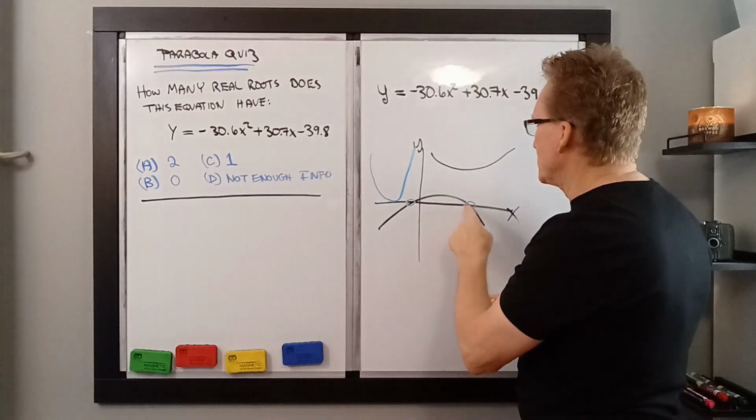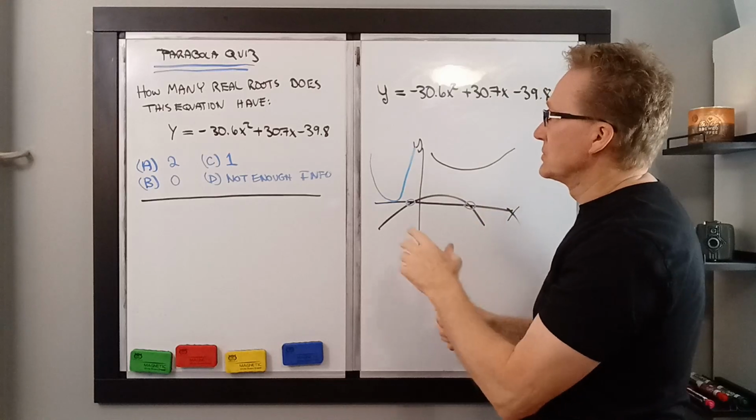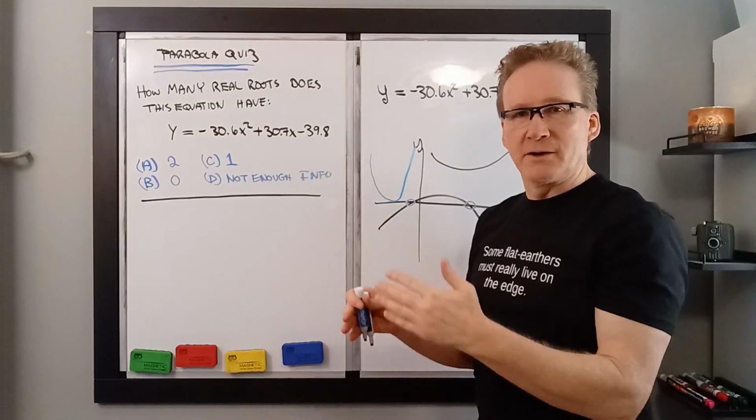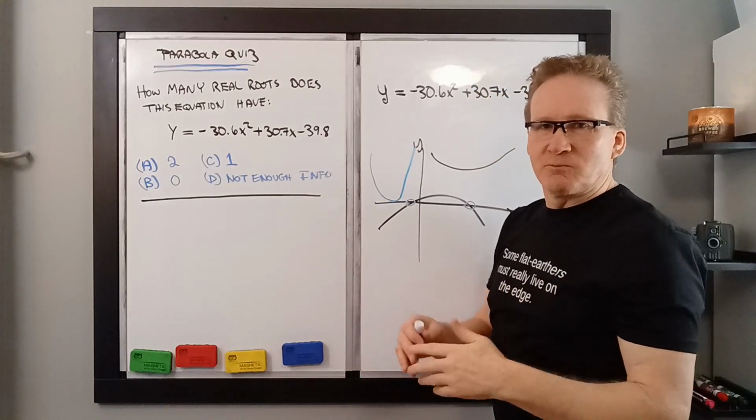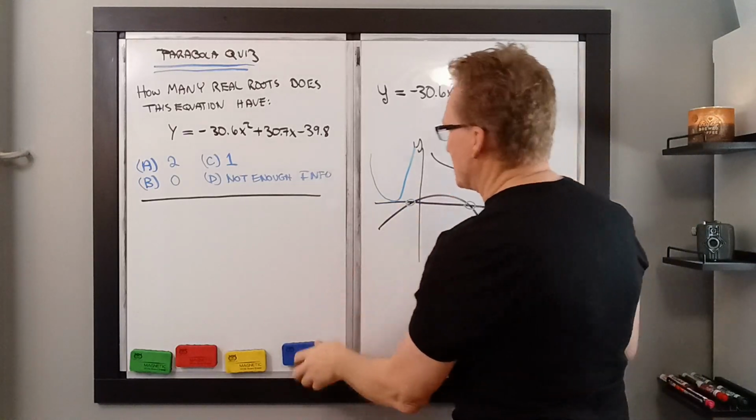So you have 2 solutions, 1 solution, 0 solutions, or 0, 1, or 2 roots. In this case, they call them real roots. I'll mention what that is in just a second. Let me just erase this. We're going to continue on right here.